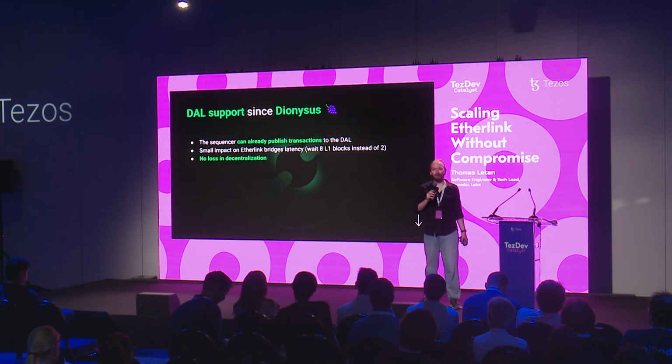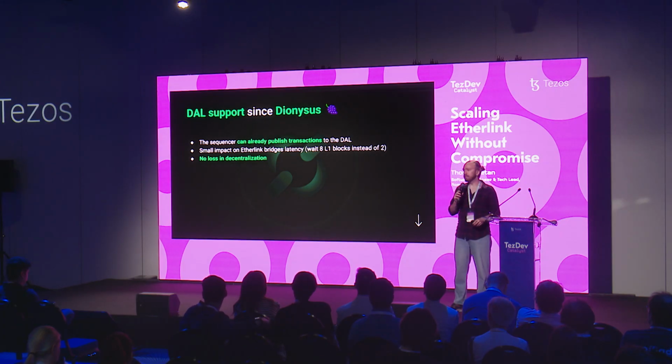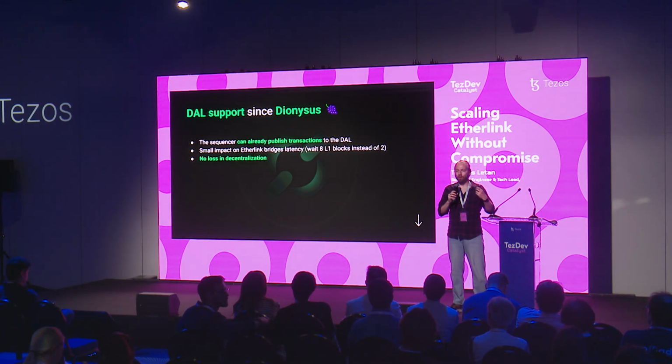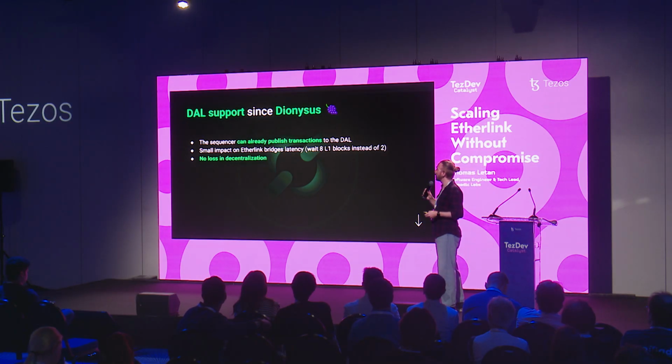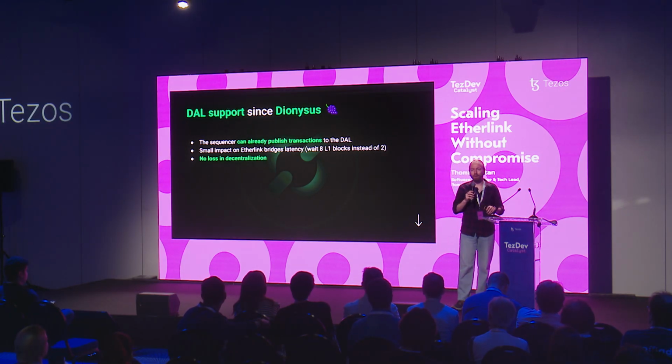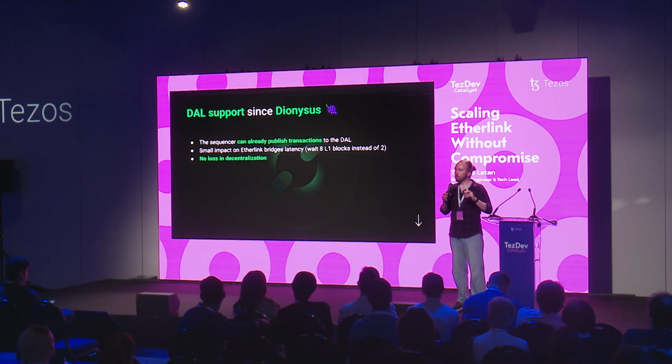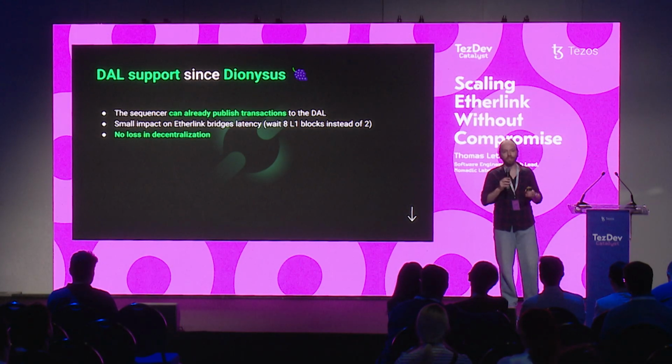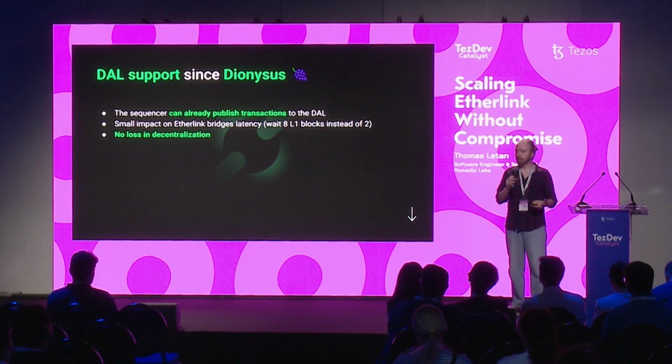And we also prepared in advance on the Etherlink side. Since Dionysus, which is the current version of Etherlink, the sequencer can already publish transactions to the DAL. It's not doing it right now because there is an impact on the latency of the bridges today. So we'd rather start doing that when we need it. But as soon as we need it, or even before, because we don't want to bring congestion to the Tezos layer 1, we'll be able to enjoy this additional capacity. And we will do that in a way where there is no loss of decentralization and where the core values of Etherlink remain true, and in particular that it remains a fair, non-custodial rollup.